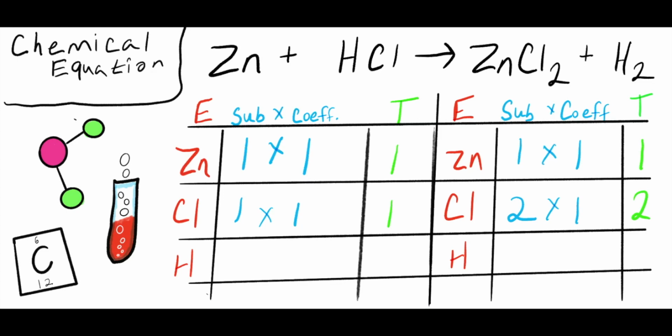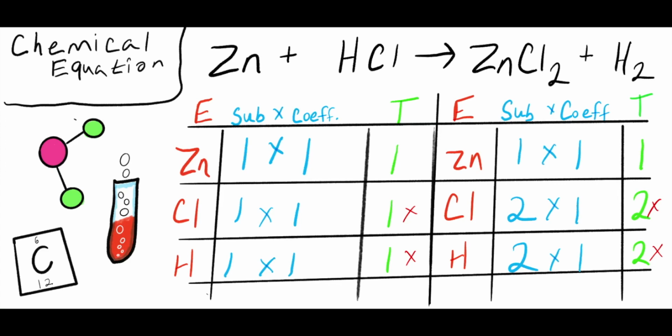On the reactant side, there's no coefficient or subscript, so this gives us a total of 1 hydrogen on the reactant side. On the product side, we have a subscript of 2 and an understood 1 as a coefficient, giving us a total of 2 hydrogens. Now, make note of the elements that are not balanced, starting with the chlorines. I have 1 chlorine on the reactant side and 2 on the product side.